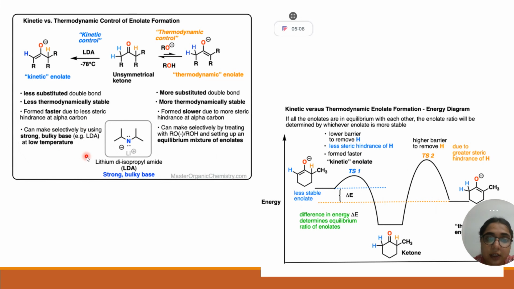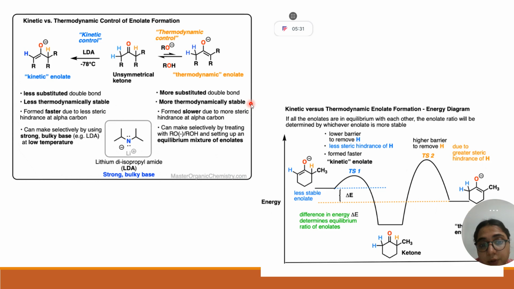Let's say in a question you are asked to control the reaction. You have to abstract only the left side proton. So for that, what should you take? You should take a strong as well as bulky base such as LDA with low temperature. This is the structure of lithium diisopropylamide and you will get your kinetic product. Okay.